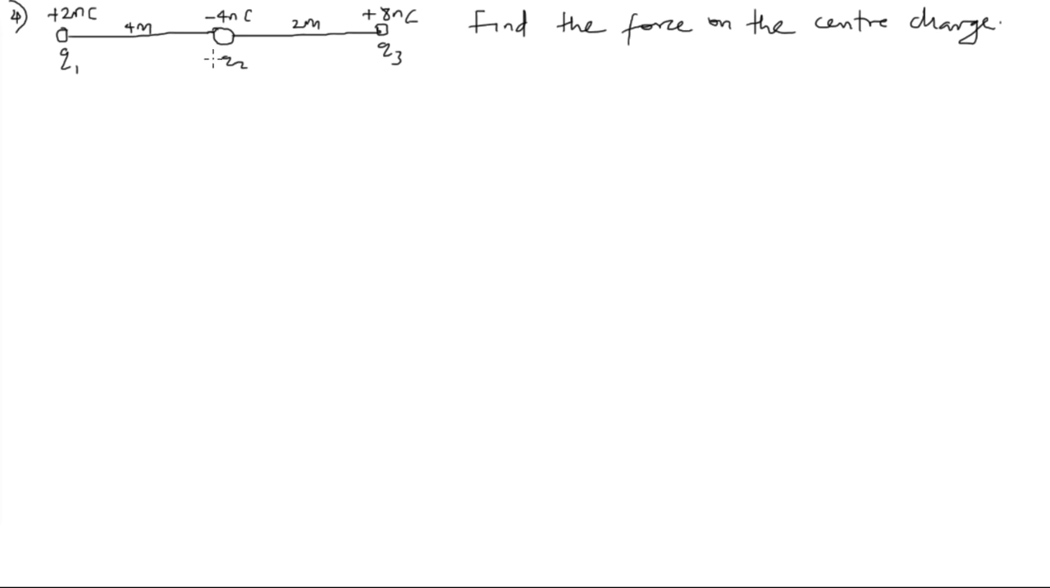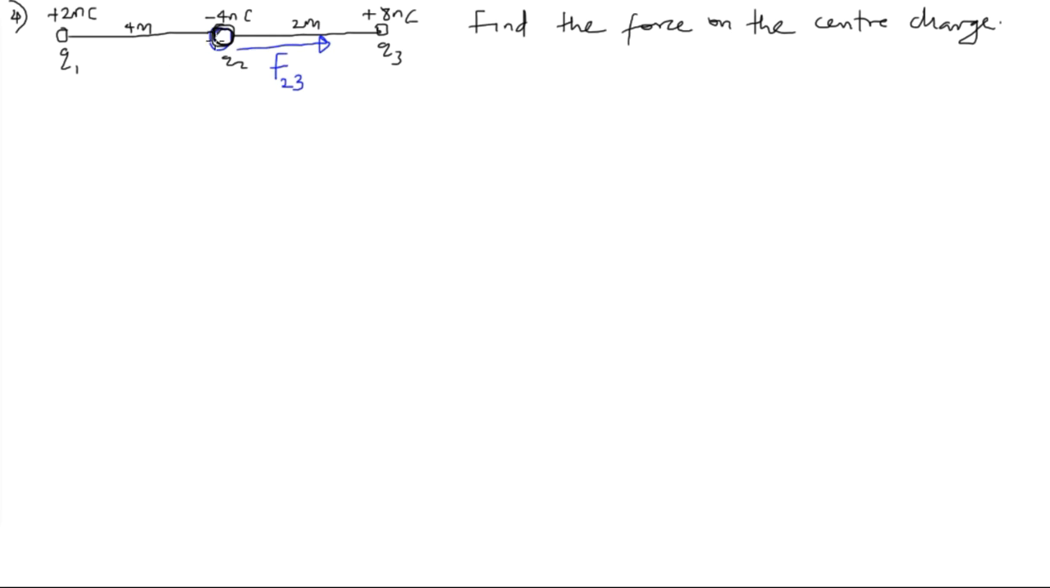Now, let's say we want to find the force on the center charge. That means we want to find the force that Q2 will feel due to Q3 and the force that Q2 will feel due to Q1. So let's first of all talk about the direction. Immediately I place Q2 along the line, because Q2 is negative and Q1 is positive, it must be attractive towards Q3. So that means the force that Q2 will feel due to Q3 is towards Q3.